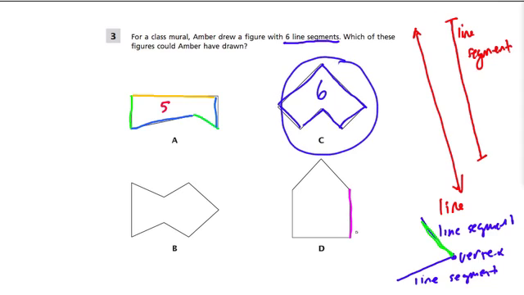In D, we have 1, 2, 3, 4, 5 segments. In B, over here, we have 1, 2, 3, 4, 5, 6, 7 segments. So C is the only possible choice. All right, hope this helped.